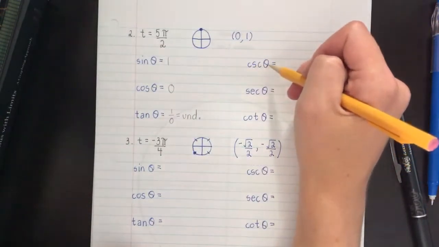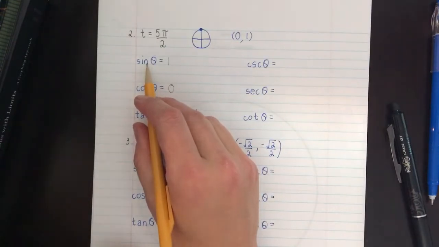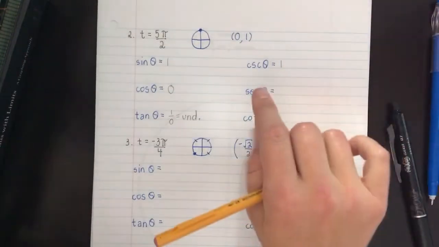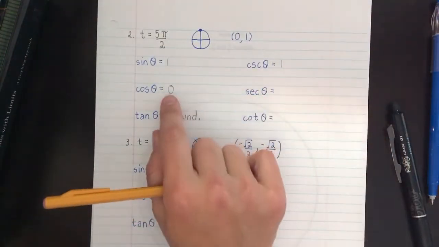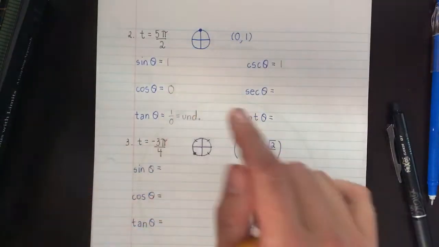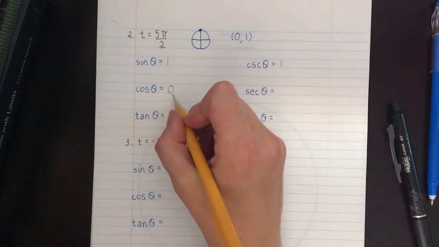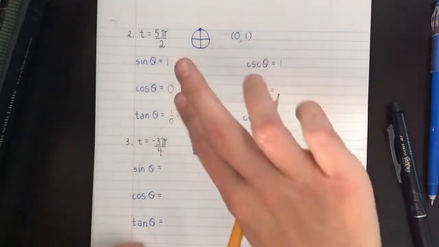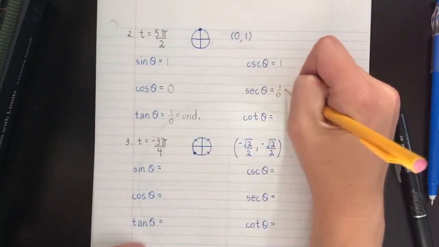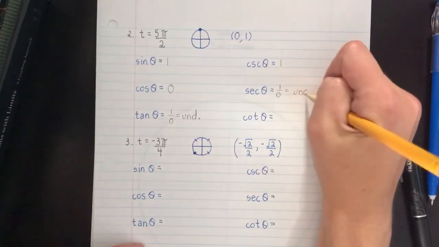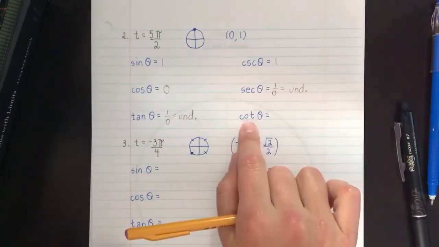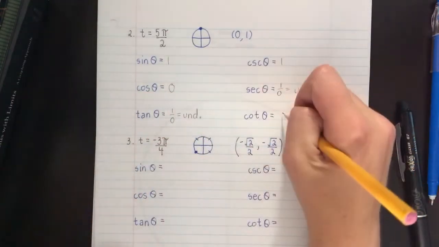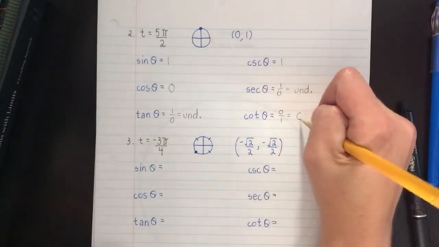Cosecant of theta is the reciprocal of sine, or the reciprocal of y. So reciprocate 1 and you still get 1. Secant of theta, remember, is the reciprocal of cosine. So cosine is like 0 over 1, or 0 over anything really other than 0. If you reciprocate that, that would be 1 over 0. And again, you can't have that 0 in the denominator, so undefined for that one. Cotangent, think about what tangent was. It was 1 over 0, and reciprocate that. So 0 over 1, so that would be 0.